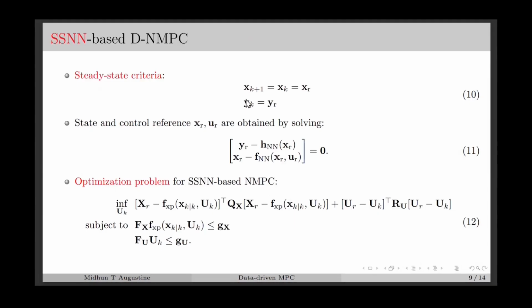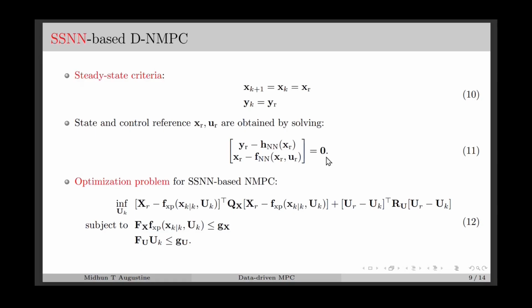Now, in the case of SSNN-based data-driven NMPC, we will be using the identified SSNN model for computing the MPC control law. And here we are considering a state-based NMPC for which the state and control references are computed using the steady-state criteria. By solving this equation, we can compute the steady-state and control references XR and UR for a given output reference.